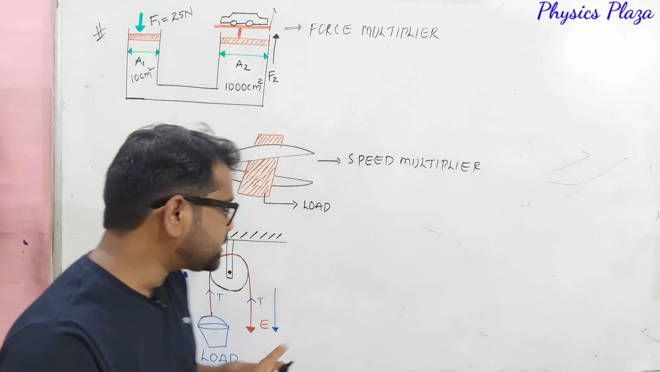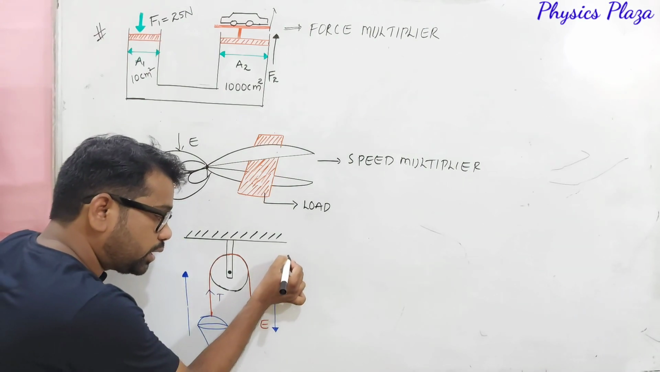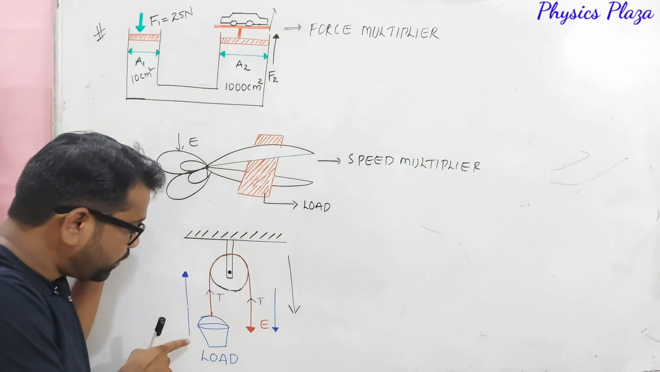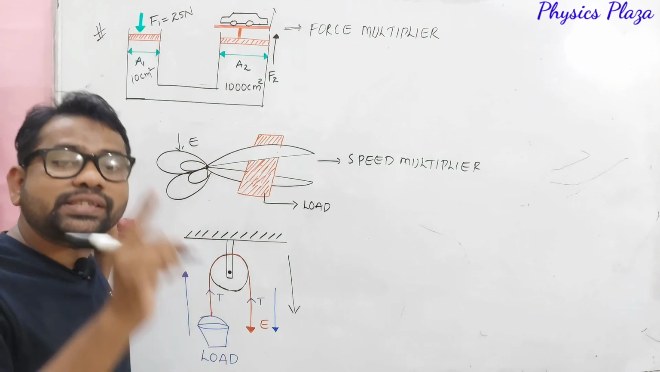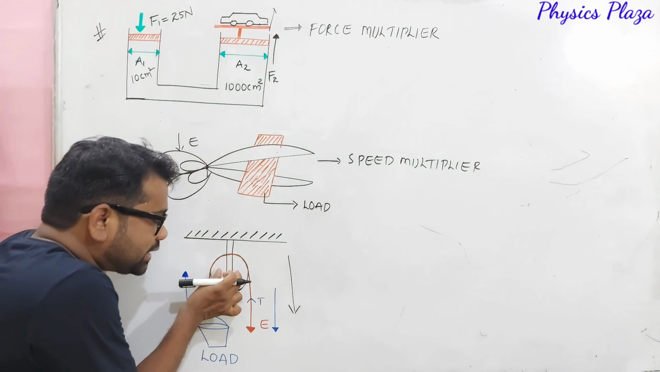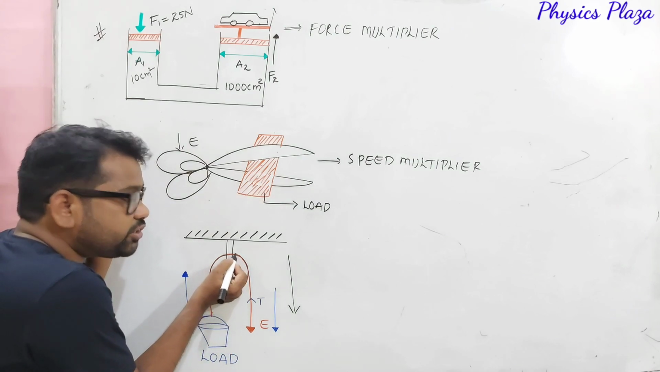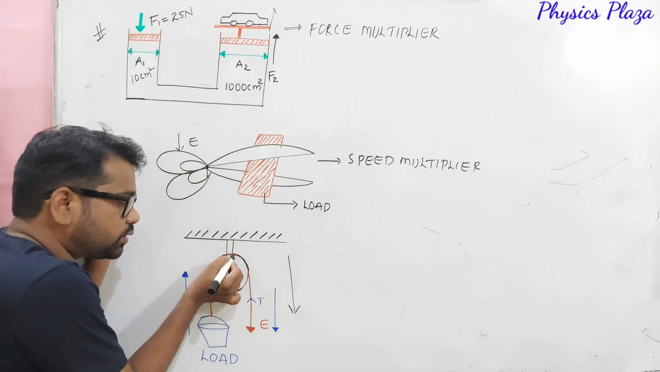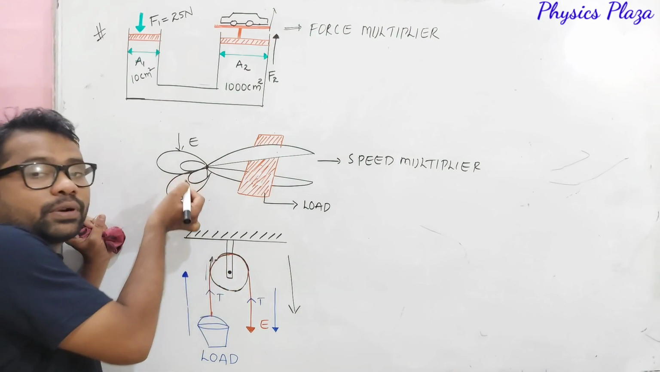But children, try to understand in which direction are we applying the effort? No doubt about it, we are applying the effort in the downward direction. But in which direction is the load moving? The load is moving vertically upwards. So what is happening here, dear children? What is this single fixed pulley actually doing? It is changing the direction of the effort applied. We are applying the effort downward, but it is changed at this point to vertically upward, and it pulls the bucket in the upward direction.